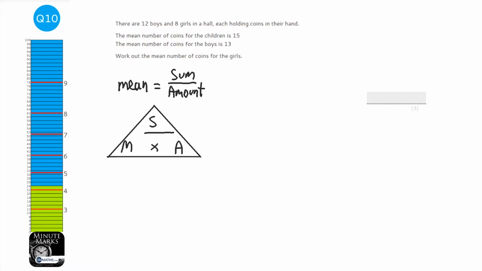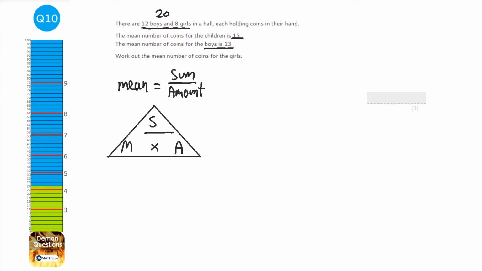And we need to work out the sum or the amount or whatever. Let's have a look. So it says there's 12 boys and 8 girls. So in total there's 20 children. So that's the first thing we need to realise. It says the mean number of coins for the children is 15 and the mean number of coins for the boys is 13. And we've got to work out the mean number of coins for the girls. So we know how many girls there are, which is 8, but we don't know the total amount of coins for the girls.